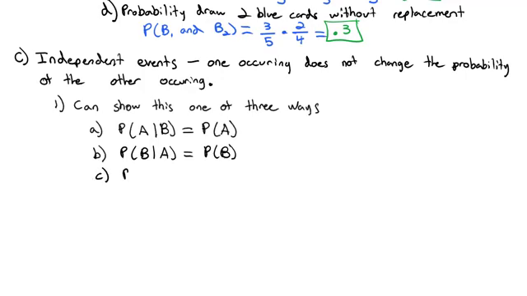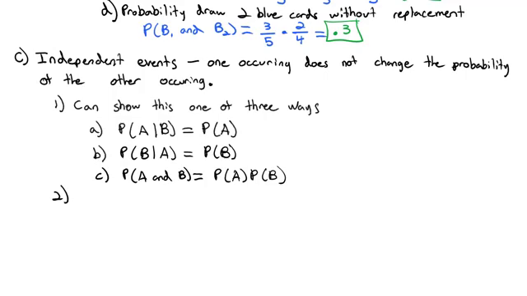Or the third method we can look at is the probability of A and B. The probability of both of them occurring is equal to just the product of the individual probabilities, because the given part doesn't change.